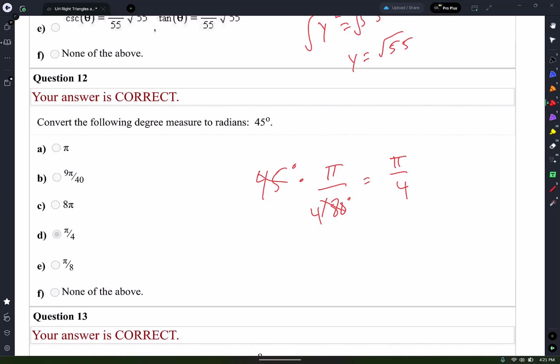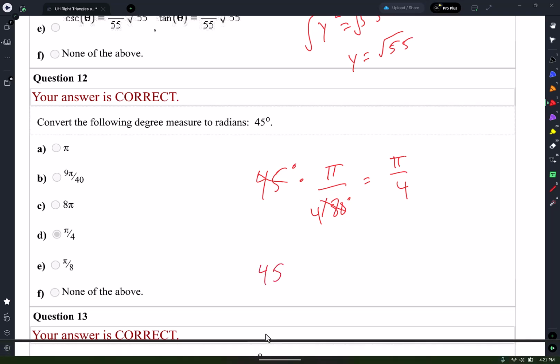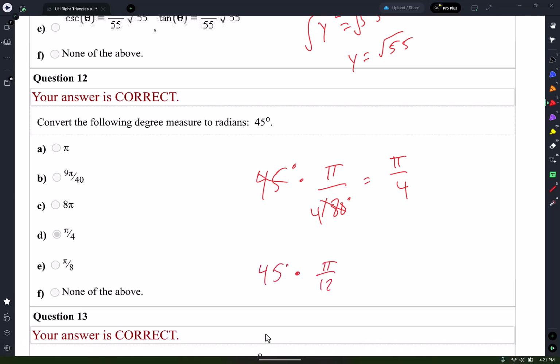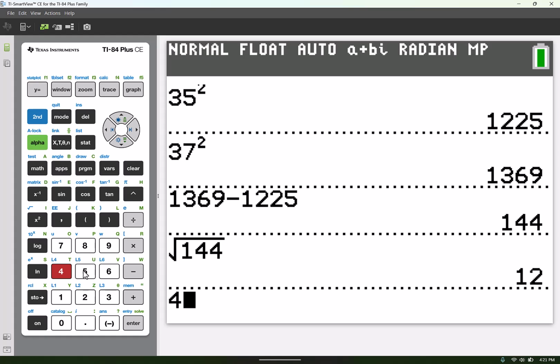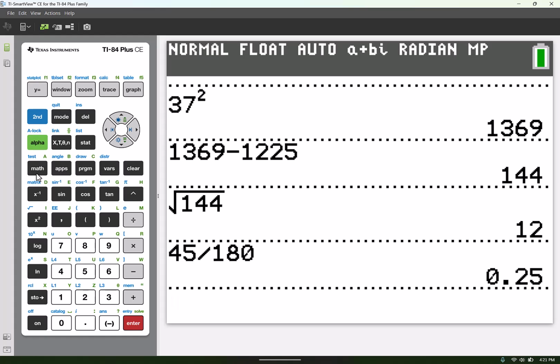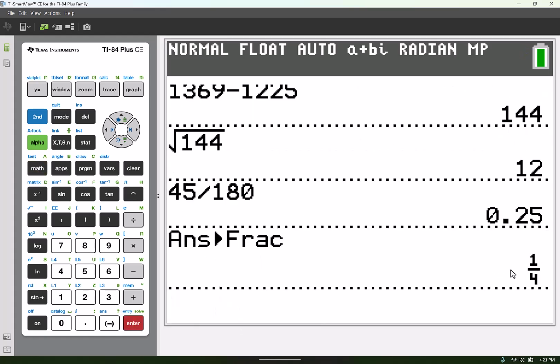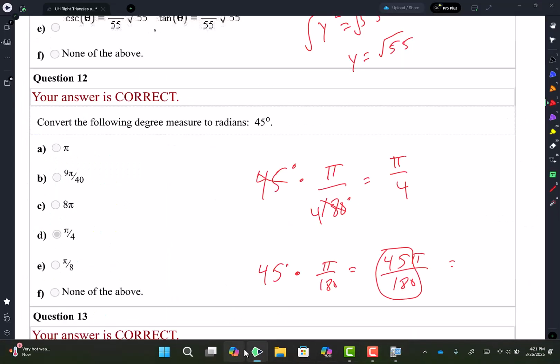Do you see how we did it, guys? I can do it again. I'll do it with a calculator. 45 degrees times pi over 180. Put this in the calculator and it's going to turn into a fraction. Math, frac, enter. Then just remember you have a pi in the numerator. So pi over 4, or 1/4 pi. It means the same thing.